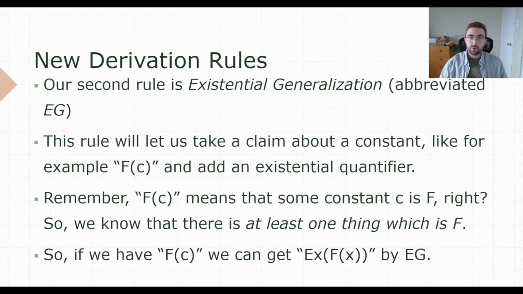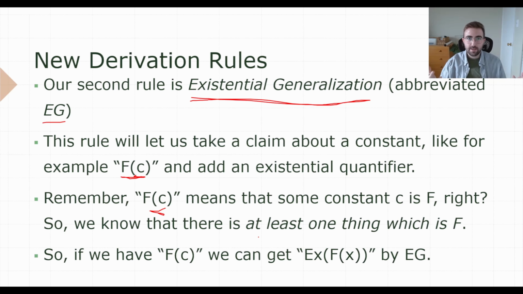And then the second rule we're going to add is existential generalization. We're going to call this EG, right? This rule lets us make a sort of general claim using a constant we have. So for example, if we already know that the constant c is f, right? It has whatever property f is. C is f is what this basically says. Then we can generalize this claim out, right? Because if c is f, then we know that some constant c is f, right?